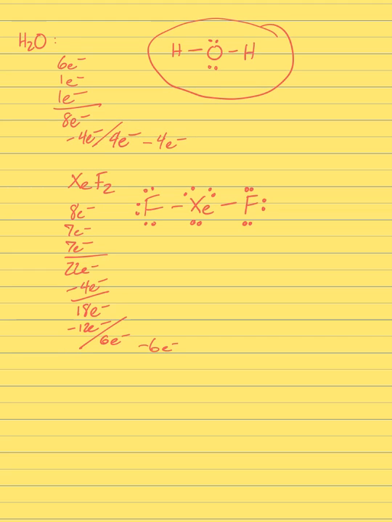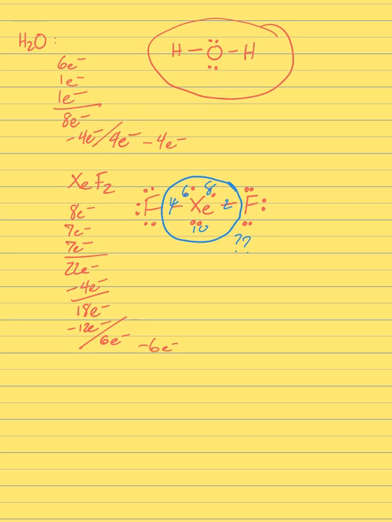And so you might think, well, this is impossible. Xenon is violating the octet rule. It has 2, 4, 6, 8, 10 electrons. You're only allowed to have 8. What happened here? Well, remember I said that elements lower than neon on the periodic table have d orbitals. Xenon has empty d orbitals that can hold extra electrons.